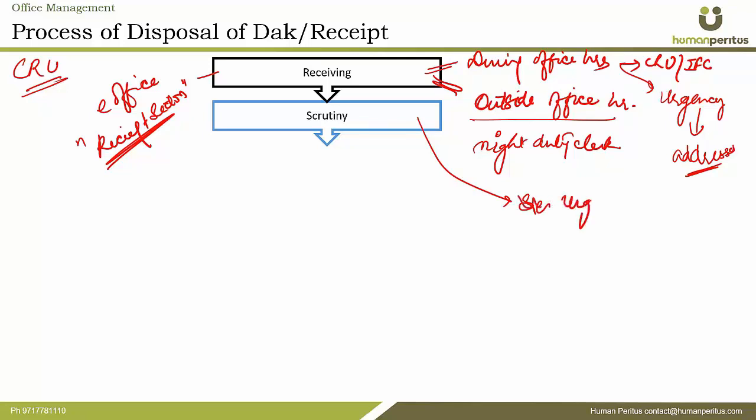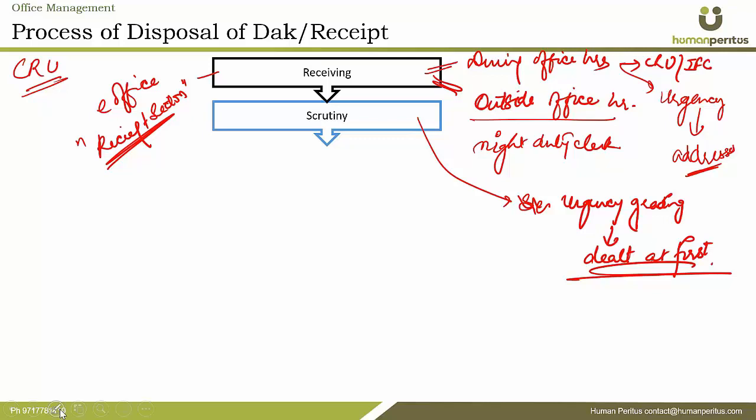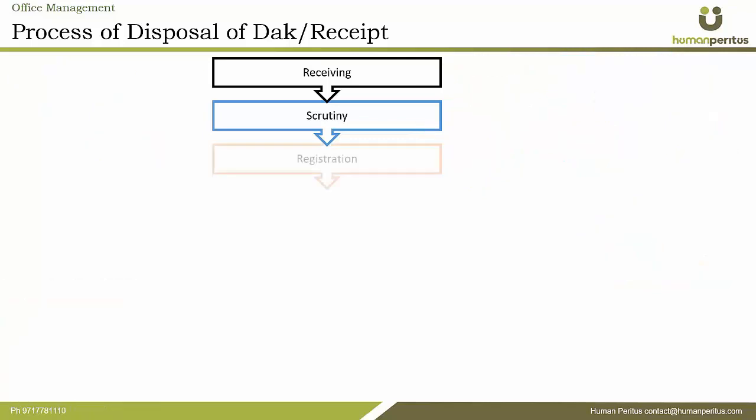Sorry, urgency grading. If it has urgency grading, it is dealt with first. Other than this, at the scrutiny stage, the entire dak will be sorted out section-wise and office-wise. The next step is registration of dak. We have received the dak and scrutinized which dak belongs to which section or department. The CRU does that. It scrutinizes.